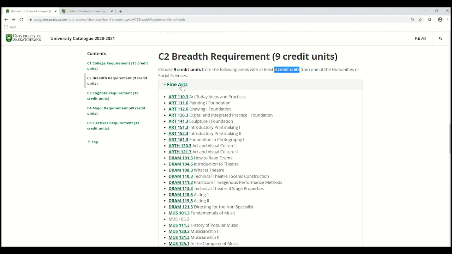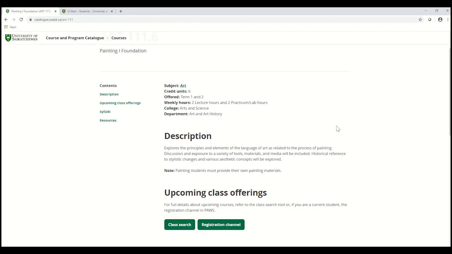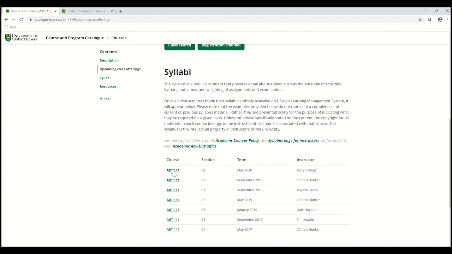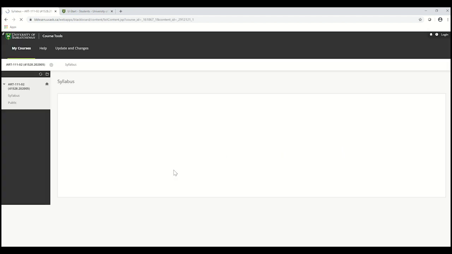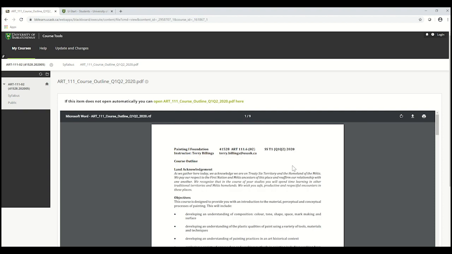So maybe you want to take a painting class. That's possible. There's a 6 credit unit painting class. You can actually look at one of the old syllabi for this class. Every syllabus will be a little bit different, but if you want to get an idea of the workload for the class, you can have a look at an old syllabus and see what the outline is like.